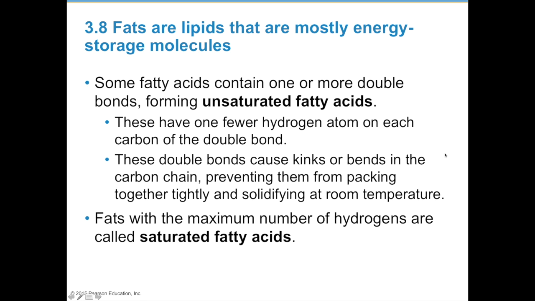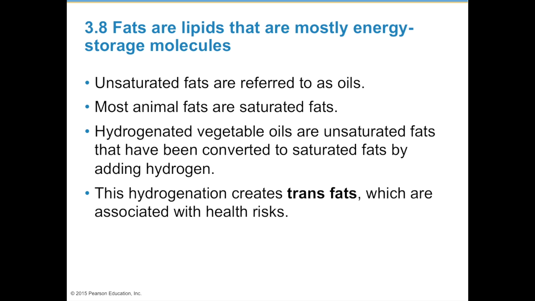All right, so some fatty acids contain 1 or more double bonds forming unsaturated fats. Fats that have the maximum number of hydrogens are called saturated fats. Unsaturated fats are referred to as oils. Most animal fats, for the most part, are saturated fats. These are our bad fats again. And the reason it says most animals is because there are a few fish, such as tuna and salmon, that because of their environment are able to make that double bond and produce unsaturated fats, polyunsaturated fats.